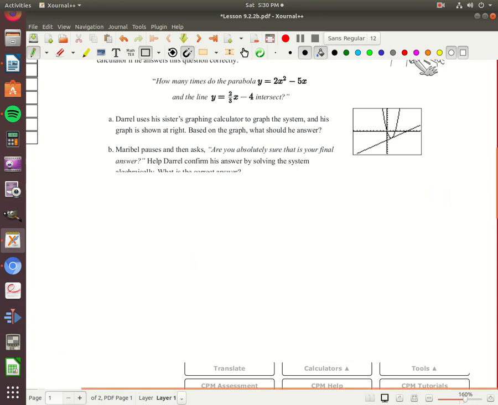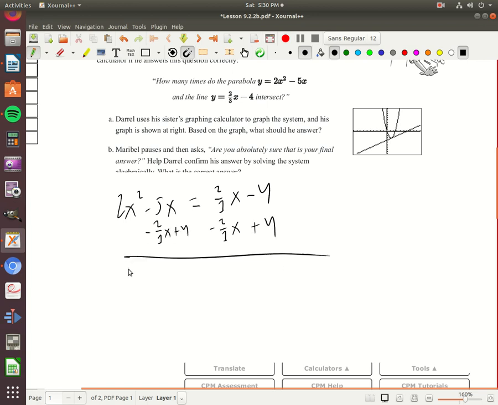Alright, so we get 2x squared minus 5x equals 2/3 x minus 4. I will subtract 2/3 x and add 4 to each side. I will get 2x squared minus 5 and 2/3. We'll just call it minus 5.6x plus 4. My A is 2, my B is negative 5.6, repeating actually, and my C is 4.